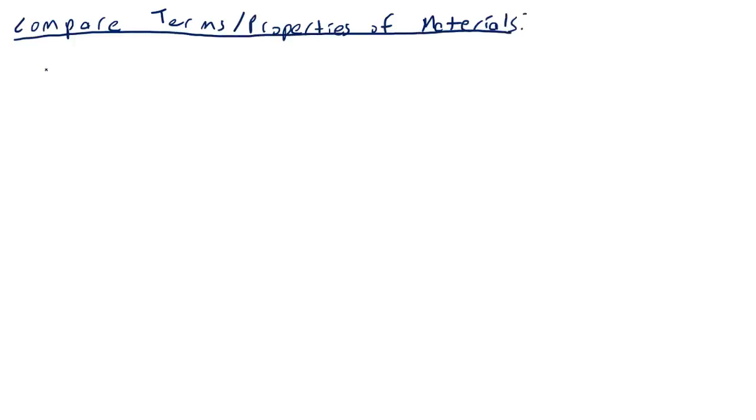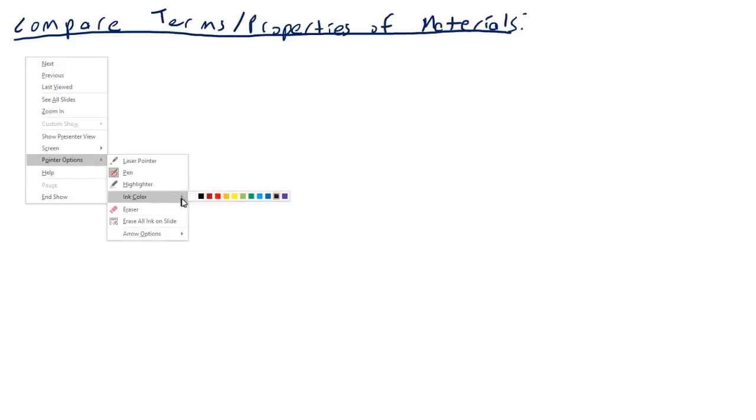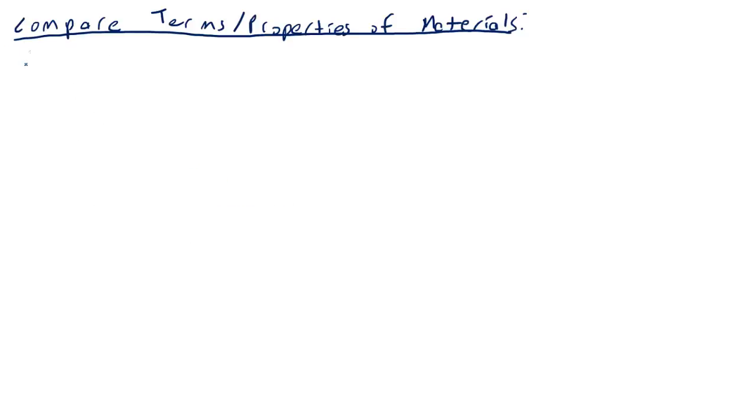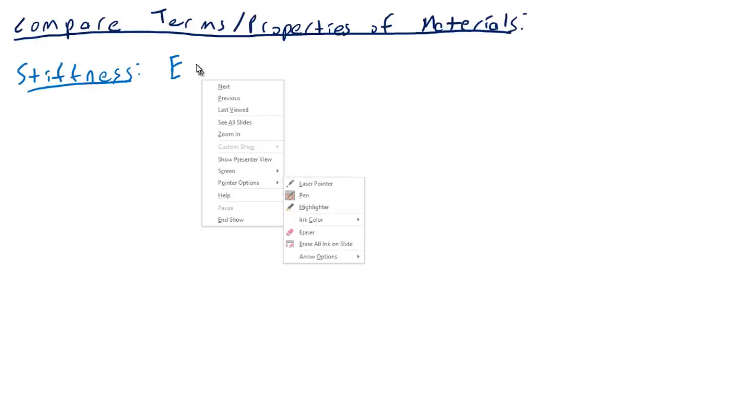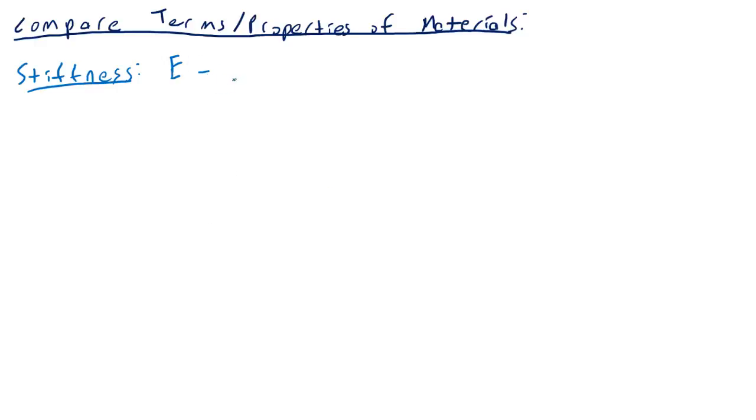All right, so the first one is stiffness. What do we mean by stiffness? Well, stiffness is given by the letter E, of course, the modulus of elasticity. This is the E found on the curve. What do we mean by this? Stiffness, fundamentally, is the ability to accept large elastic loads with little deformation.